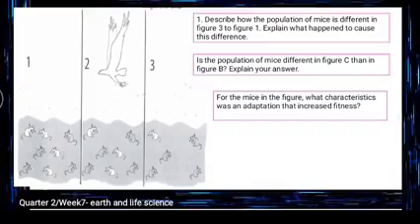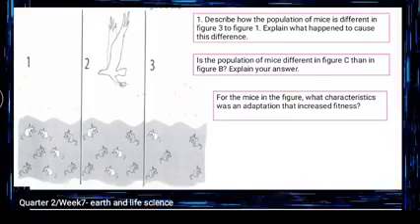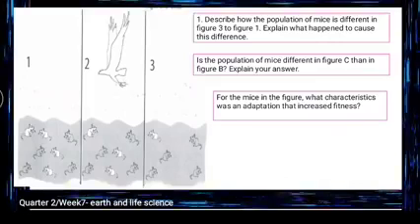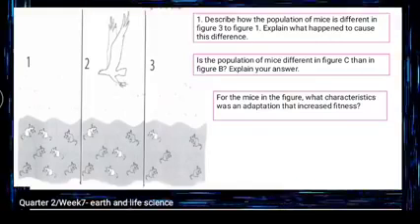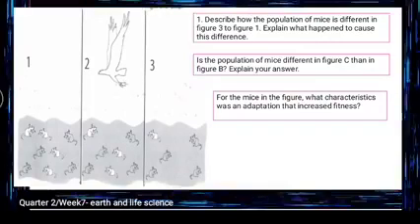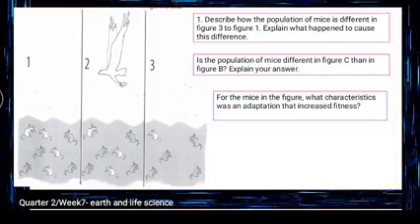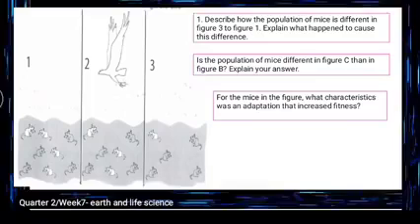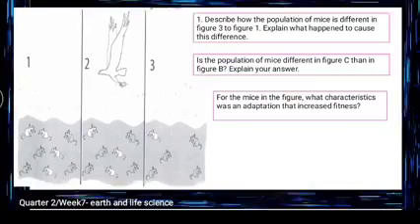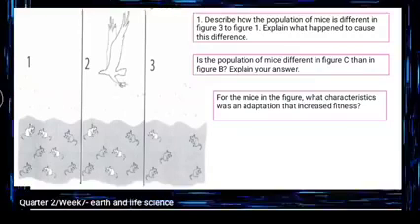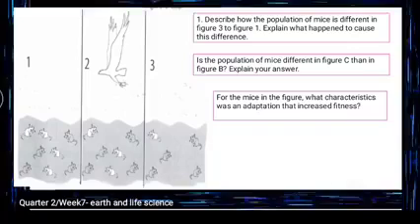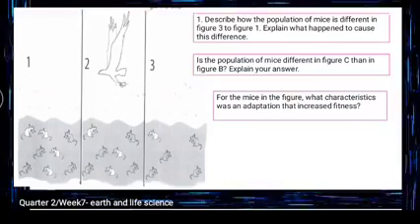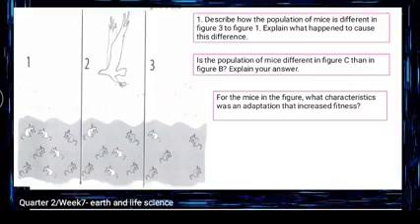Next question: for the mice in the figures, what characteristic was an adaptation that increased fitness? As you can see, there are white and gray mice. So the characteristic that was an adaptation that increased fitness is the camouflage.